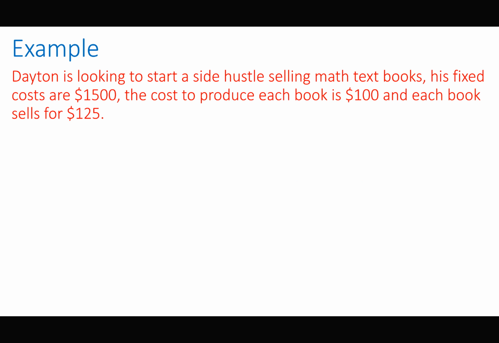Okay, all right, so Dayton is looking to start a side hustle selling math textbooks. His fixed costs are $1,500. The cost to produce each book is $100, and each book sells for $125. Okay, so this setup we're going to use, and we're going to have A, B, C, D parts to this problem. So this is the initial information we're given.